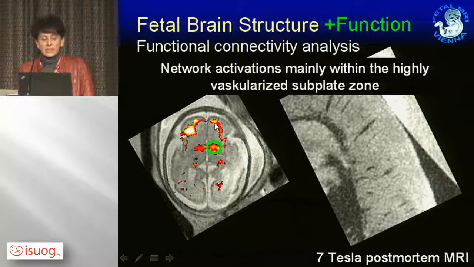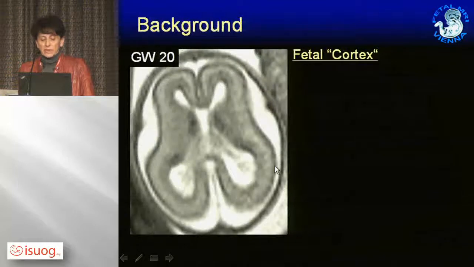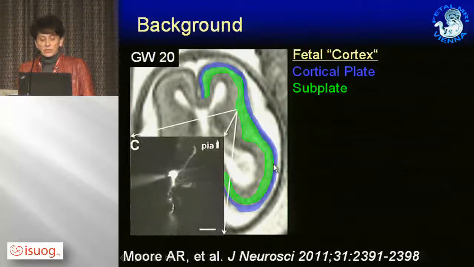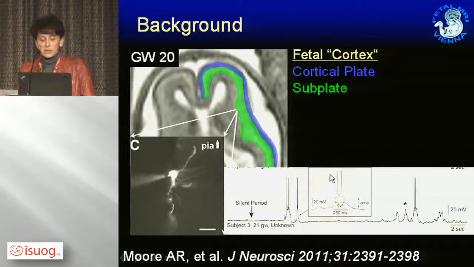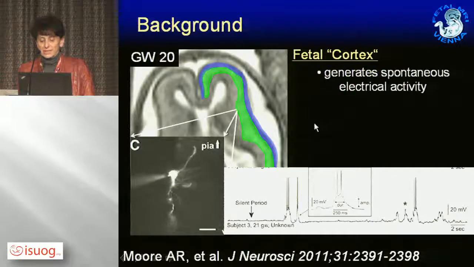we thought the activity came from the subplate zone. And you know, as I showed before, the subplate zone is the really functioning cortex of the fetus until gestation week 28 or 30. And fortunately, there was a paper where they exactly were able to elucidate such electric activity from the subplate zone, but not from the cortex. And they found spontaneous electrical activity, which may also account for the signal we see on our resting state images.